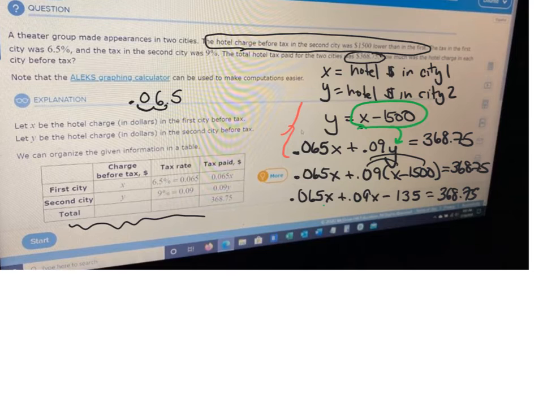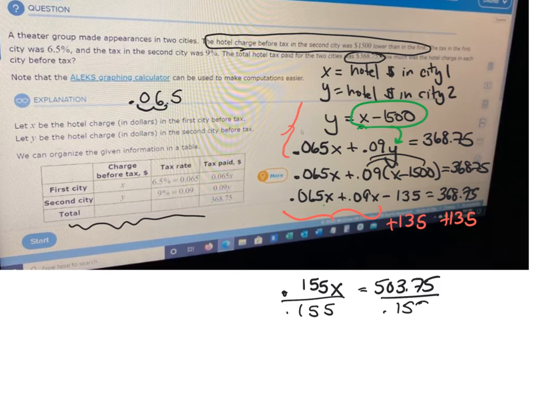So now what I'm going to do is put these two together. So 0.065 and 0.09 is going to be 0.155x. And then I'm going to add the 135 to the other side, just to get the x by itself. So 135 plus 368.75 is going to give me 503.75. So then I'll simply divide by 0.155, and that will give me x.